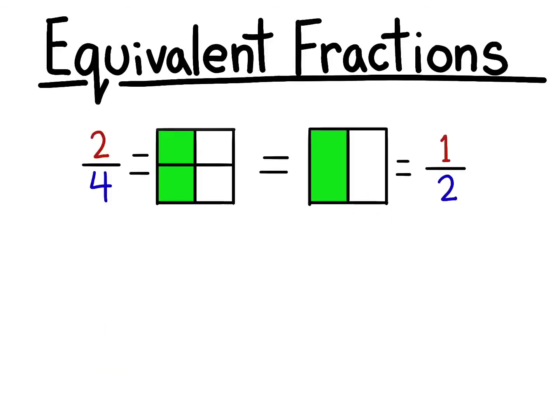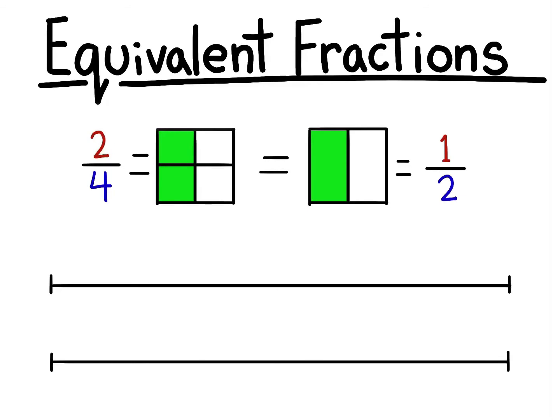Let's use the same example to picture it on a number line. Both of our number lines start at 0 and end at 1. They both represent one whole. The number line on top is only broken into 2 parts. Therefore, the number line on top is separated into halves. The number line on the bottom is broken into 4 parts. Therefore, each part is 1/4.